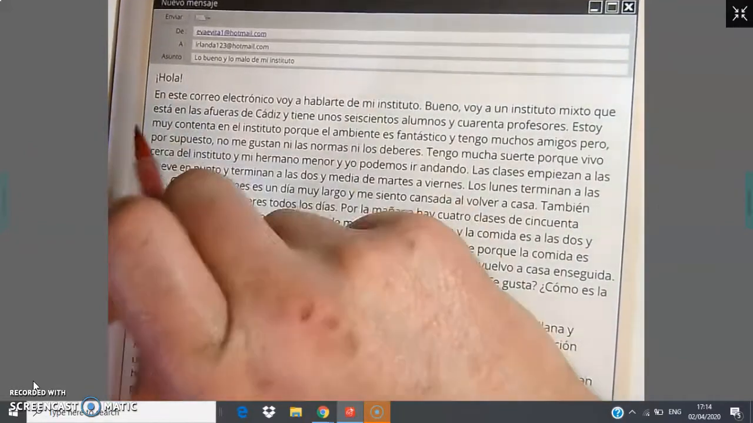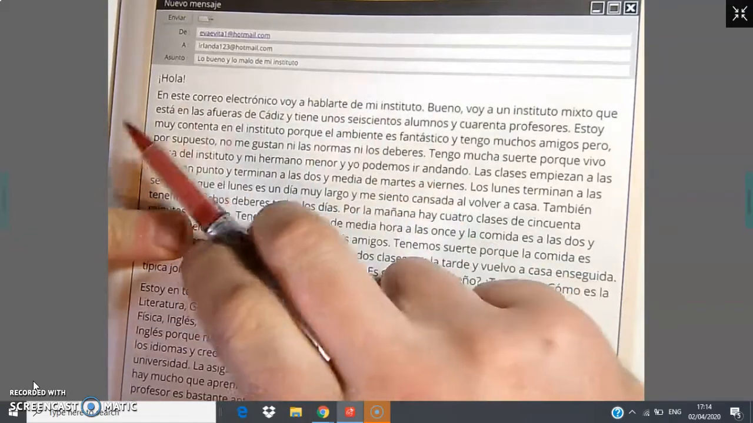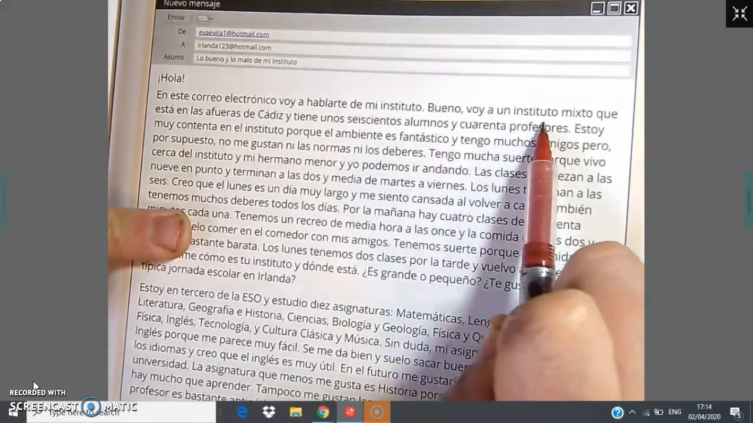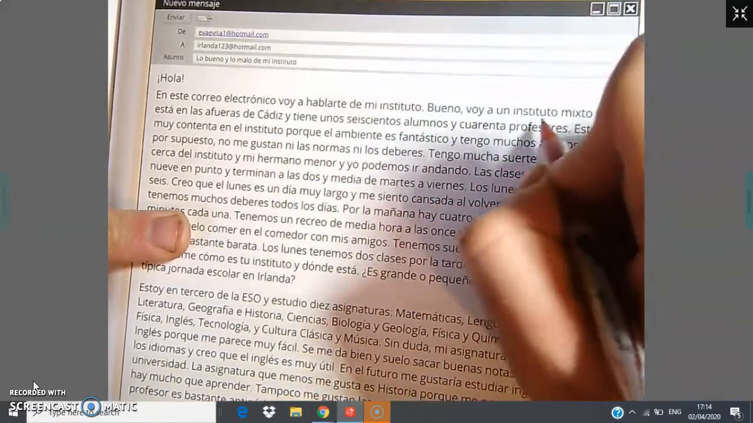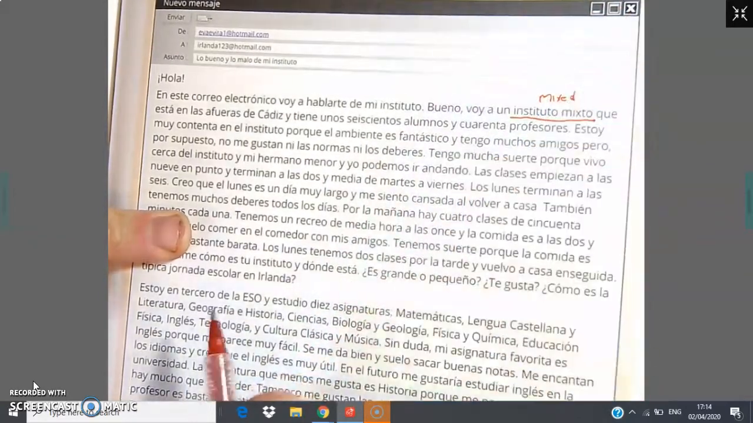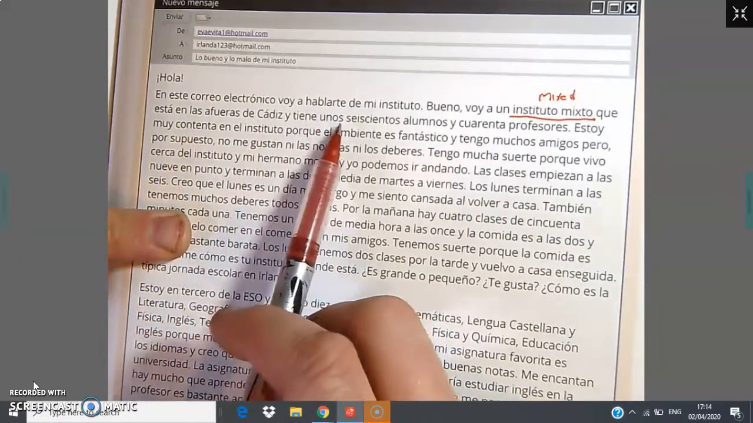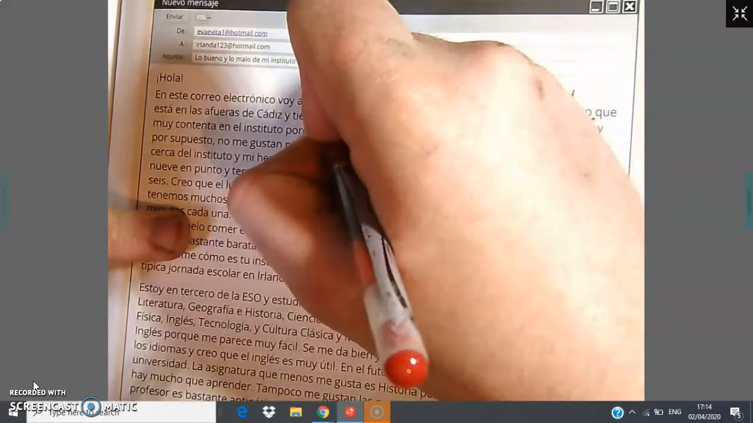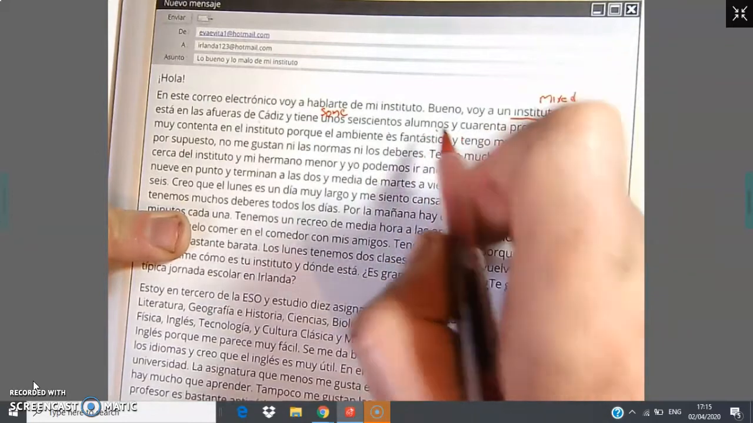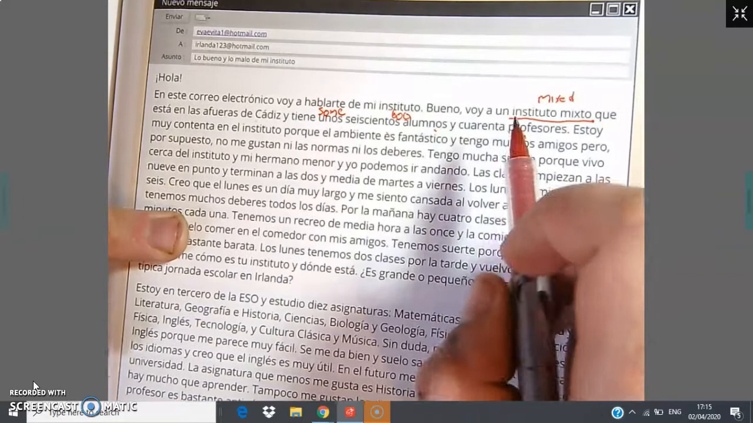Okay, so hola. En este correo voy a hablarte de mi instituto. So in this email, I'm going to talk about my school. Bueno, voy a un instituto mixto. So I'm going to a mixed school. Que está en las afueras de Cali. It's on the outskirts of Cali y tiene unos, so it has some. This unos means some. 600 alumnos, so 600 students. Y 40 profesores, 40 teachers.